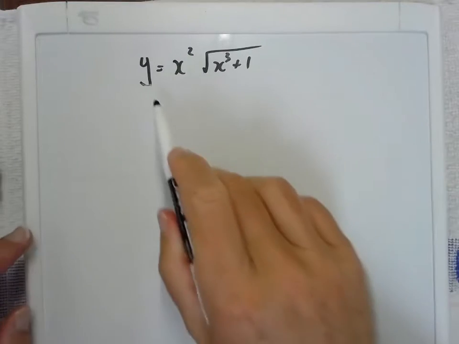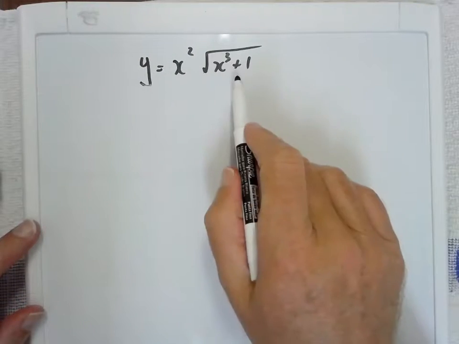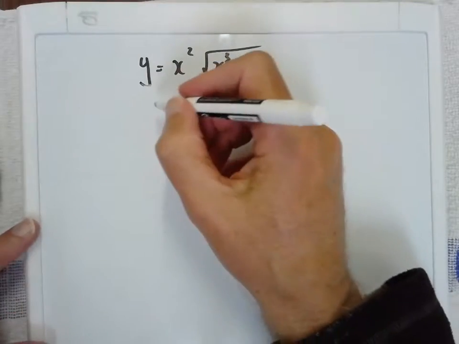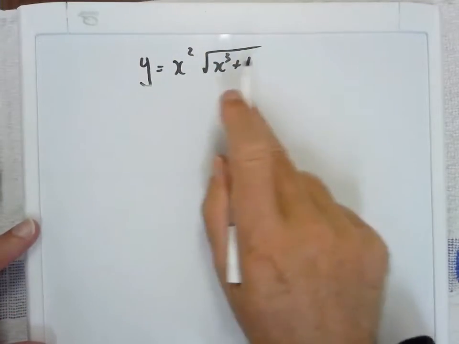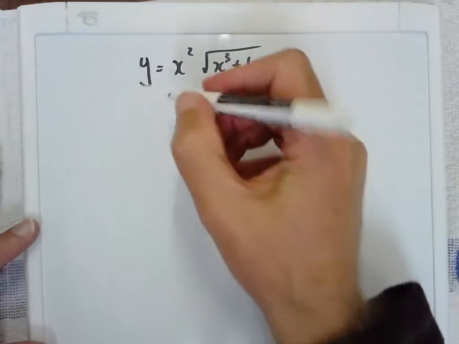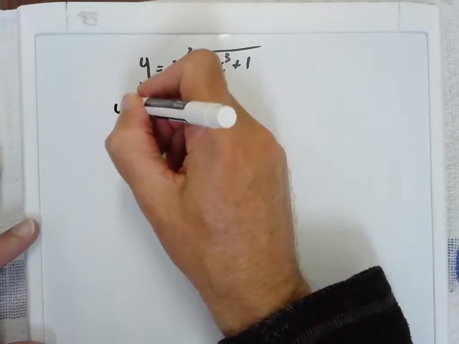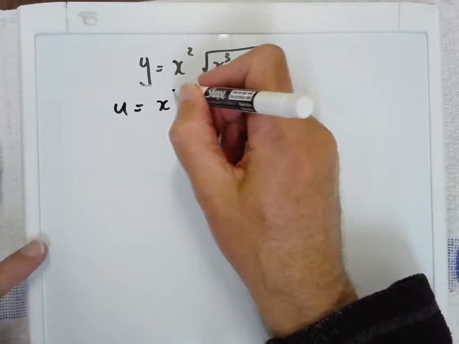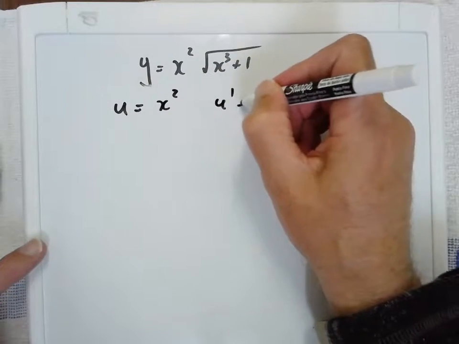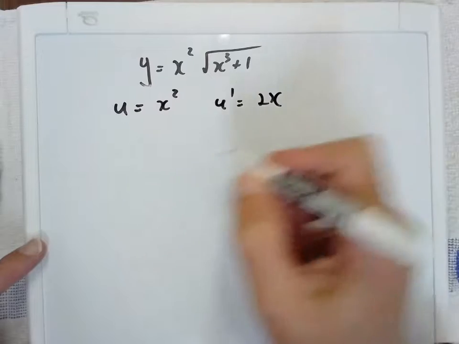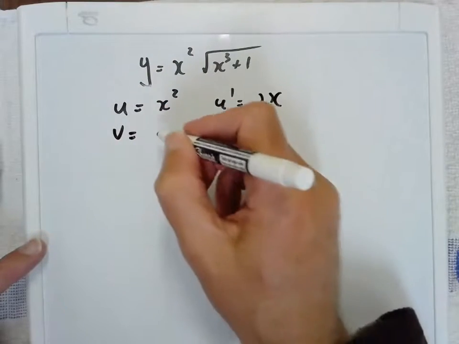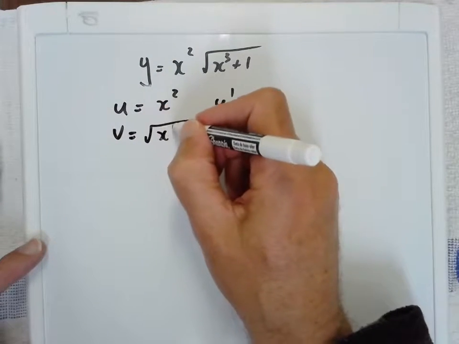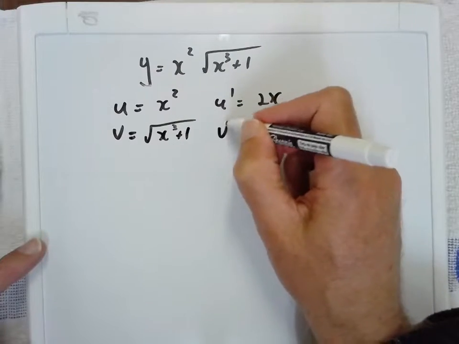Okay, this is just a bit more of a difficult combination chain in a product rule. So here, clearly y equals u times v. Let's not worry too much about the setting out, but you will in your test, won't you? u equals x squared, so u dash equals 2x. v is root x cubed plus 1.